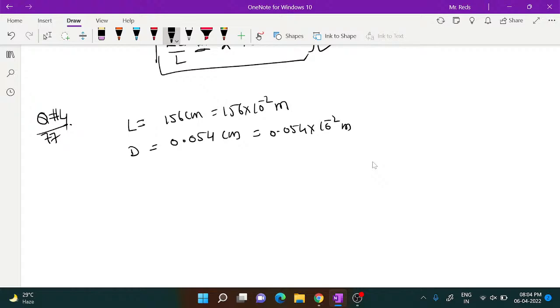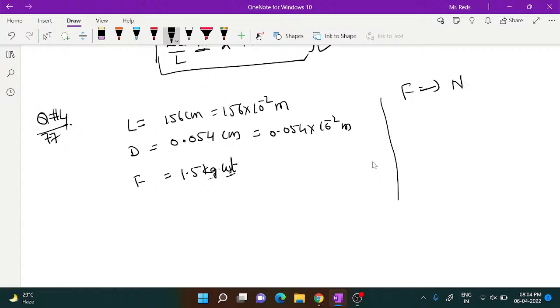So now the average increase in length for 1.5 kg weight. 1.5 kg weight is the force. Kg is mass. Kg weight is a unit of force. Actually, the unit of force is Newton.